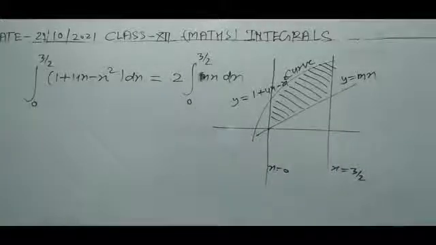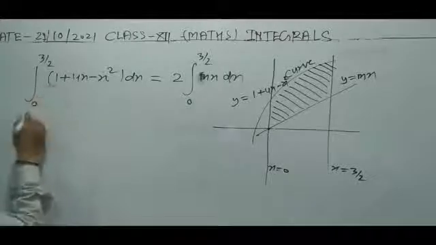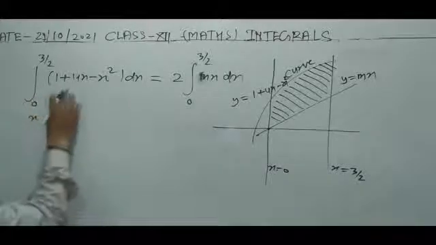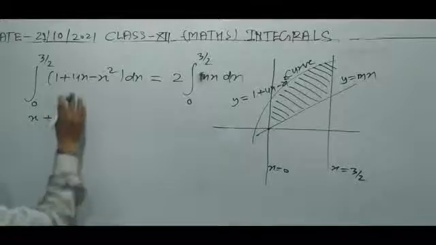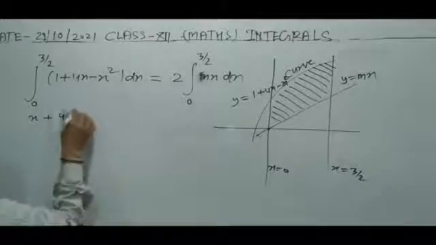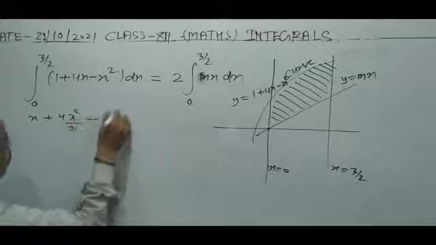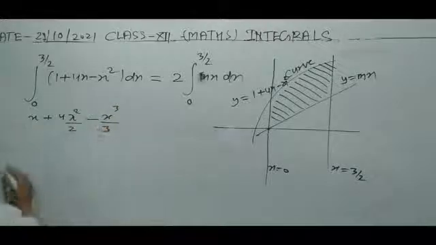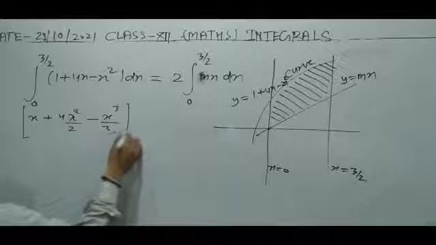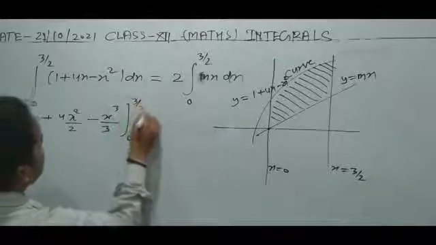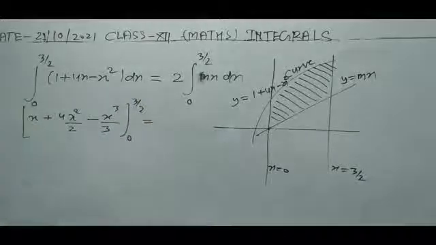So according to the question, this statement will be here. Now we can integrate this part easily. The integration of 1 dx is x, plus 4x gives 4 times x square by 2, and now minus x cube by 3, whole bracket from 0 to 3 by 2, and this integration result will be 2 times m.